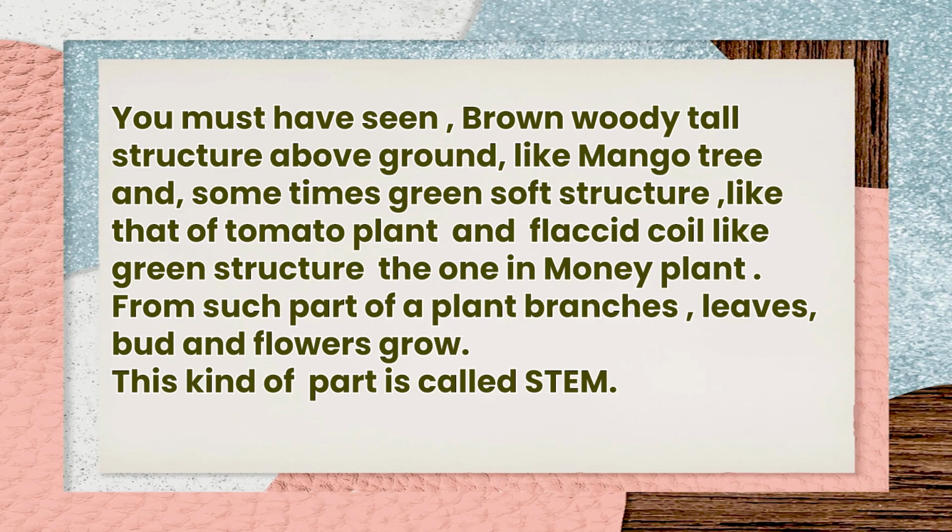You must have seen a brown woody tall structure above ground like a mango tree, and sometimes a green soft structure like that of a tomato plant, and a flaccid coil-like green structure, the one in the money plant. From such a part of a plant, branches, leaves, buds and flowers grow. This kind of part is called stem.